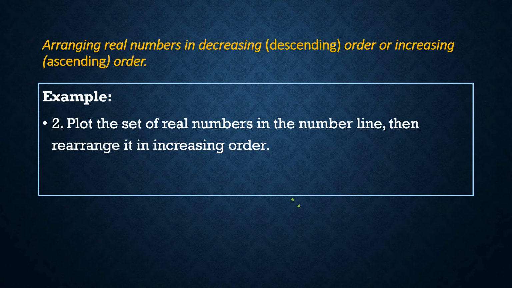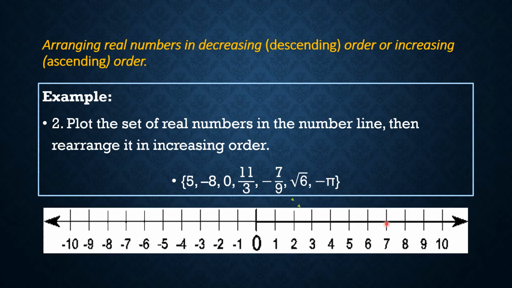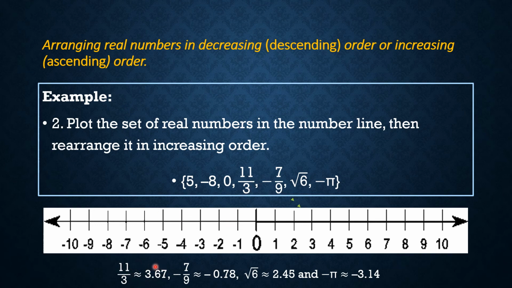Okay, next example: plot the set of real numbers on the number line, then rearrange it in increasing order. So we have positive 5, negative 8, 0, 11 thirds, negative 7 over 9, square root of 6, and the negative value of pi. Here are the approximate values of the other numbers. 11 thirds is approximately 3.67. Negative 7 over 9 is approximately negative 0.78. Square root of 6 is approximately 2.45. The negative value of pi is approximately negative 3.14.